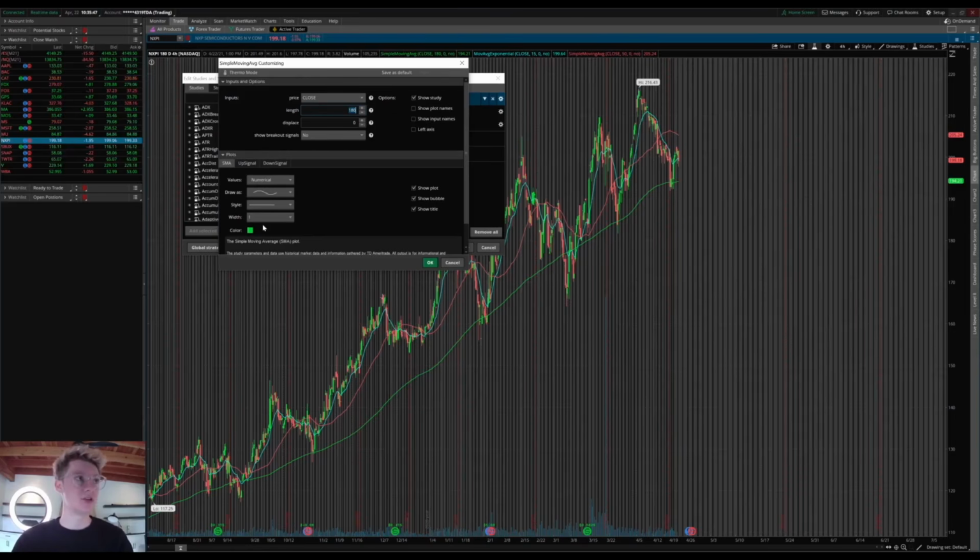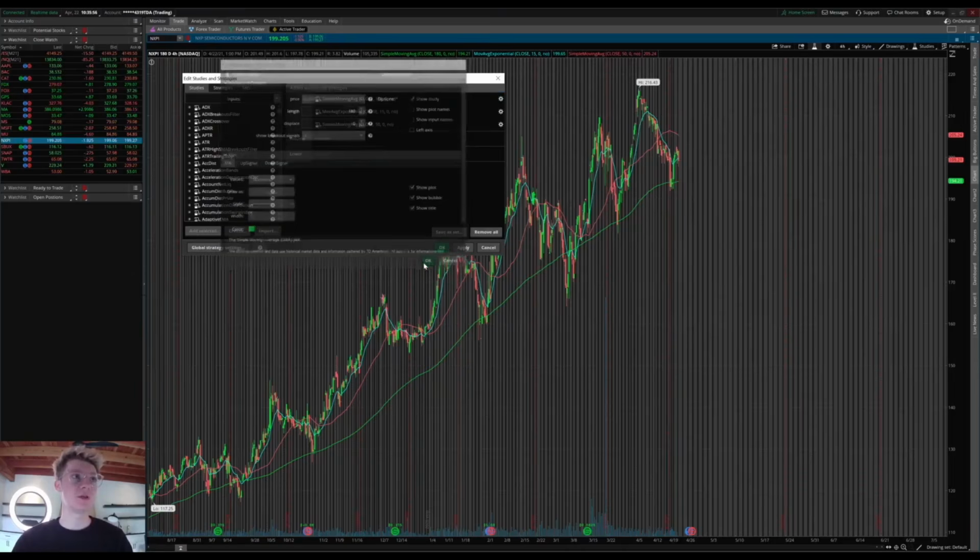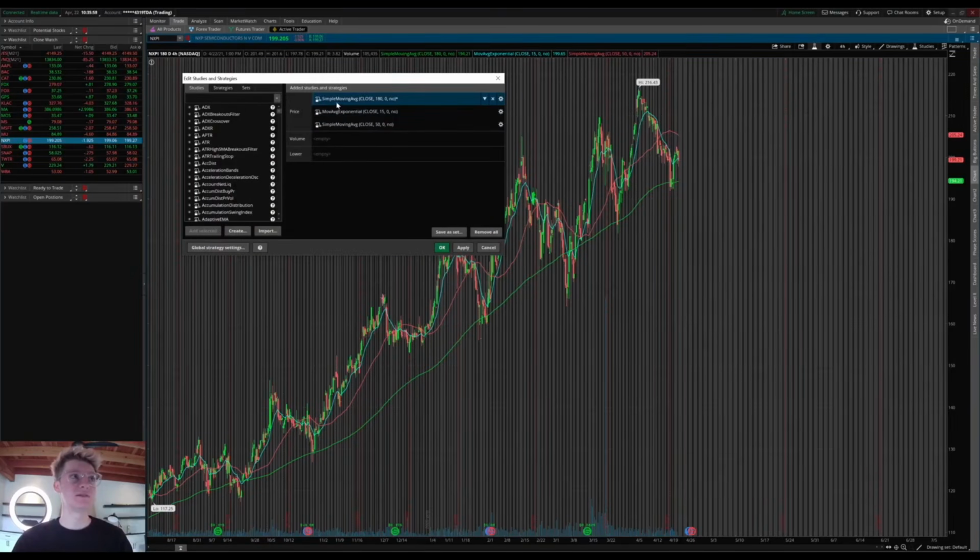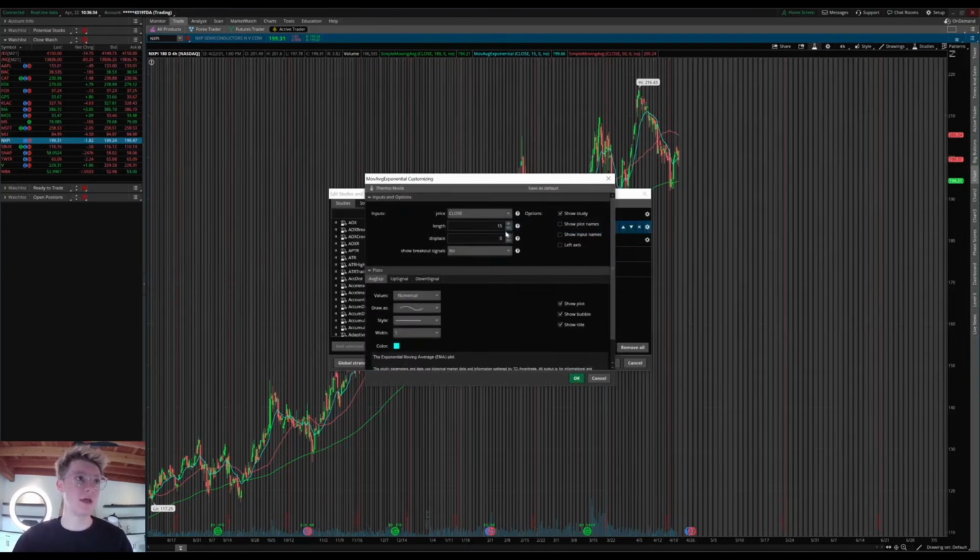Now, I like to change the color and make it green. So the length is going to be 180 and the color is going to be green. And again, that is the simple moving average. And then we're going to want to go ahead and apply the exponential moving average, the EMA. So you're going to want to type in 15 for the length, and I like to make the color blue.